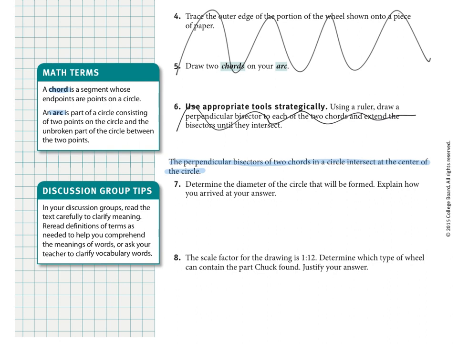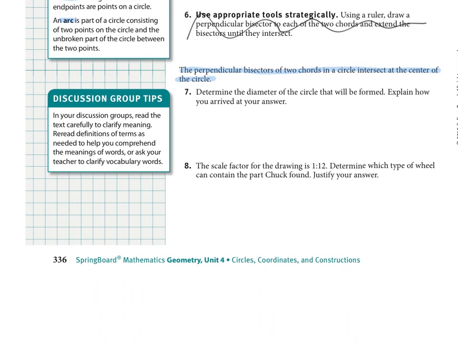We're going to learn the perpendicular bisector of 2 chords in a circle will intersect at the center of the circle. So you're probably thinking, well, wait a minute, what does this mean? Maybe let's draw a picture so we can understand and figure this out. So let's go ahead and go over kind of to the margin over here. So we're going to go ahead and draw our circle as best as we can.